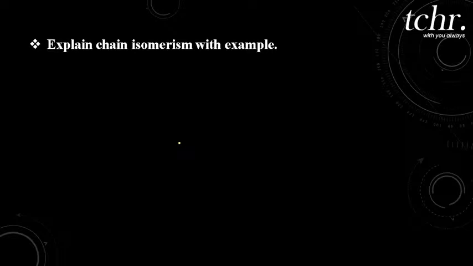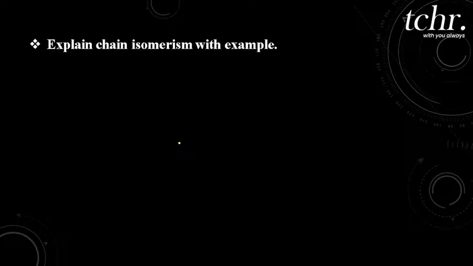Students, from the isomerism concept, in structural isomerism there are four types, that is chain isomerism, position isomerism, functional isomerism, and metamerism. Out of the four types of structural isomerism, you can expect any one for 2 marks. So any one out of four, if it is asked, you should be able to answer. So you have to explain what is chain isomerism. After the explanation, you have to give one or two examples.